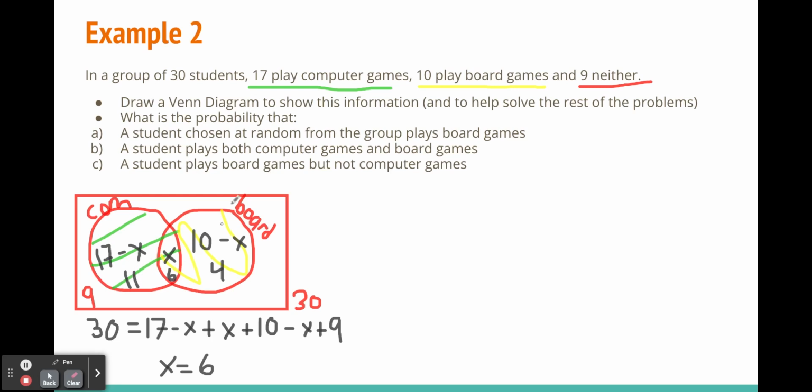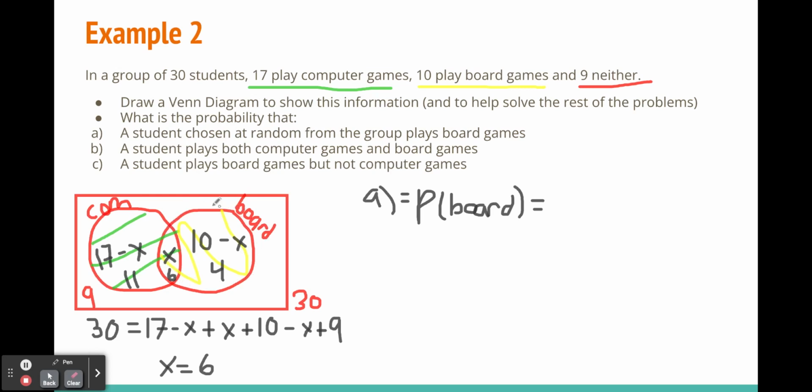So now we did the first part, which is actually the hardest part, is creating this Venn diagram. Once it's created, then we can answer the rest of the questions. Part A, find the probability that a student chosen at random from this group plays board games. So we go and we look at that. So the probability of board game, that's going to be the total amount of people in the circle for board games.